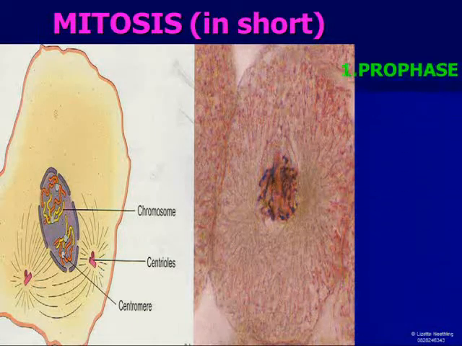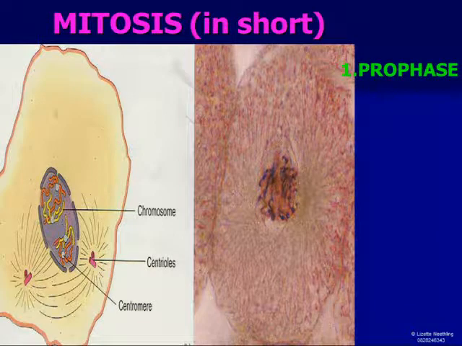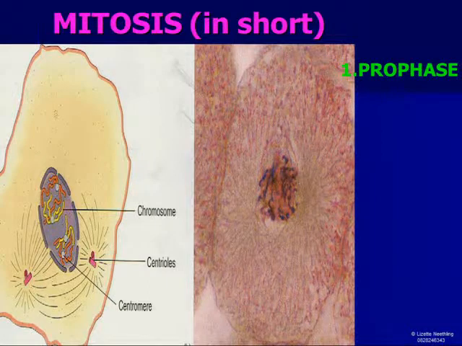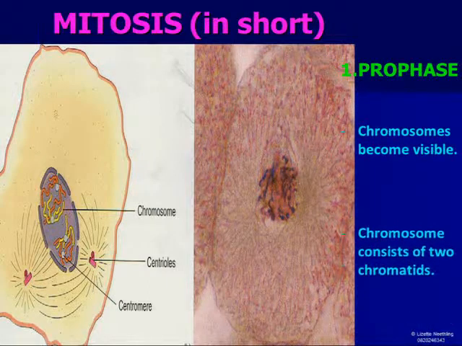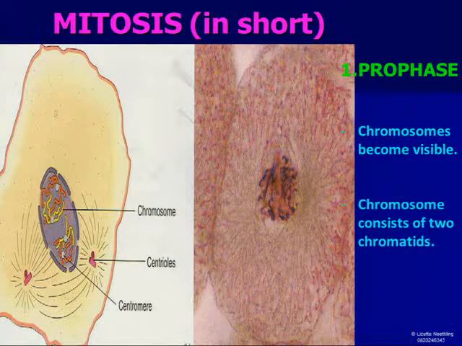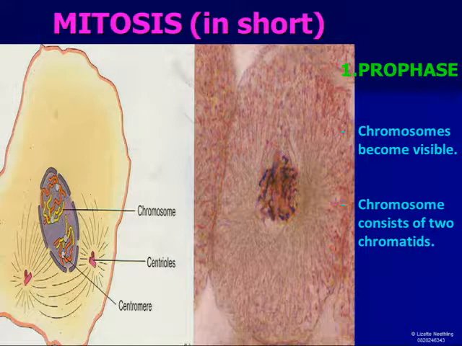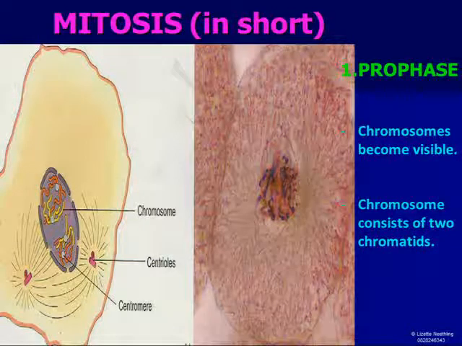We call this first one prophase. What happens here, the chromatin becomes more visible. Chromosomes become visible. And every chromosome, as you can see, consists of 2 chromatids.